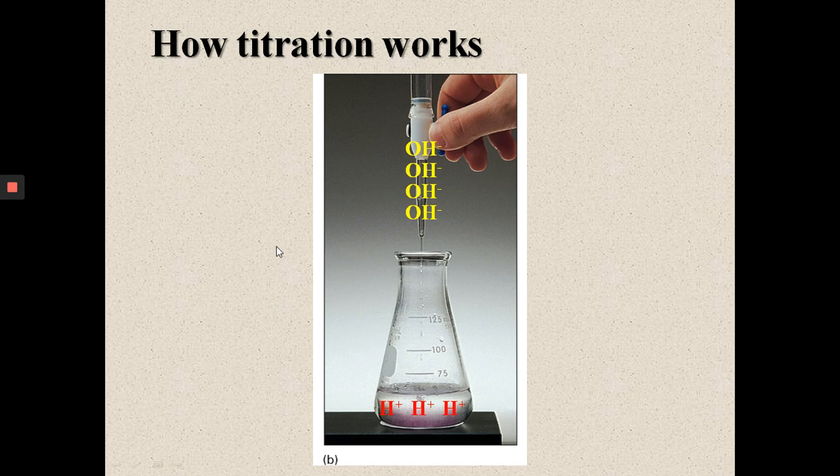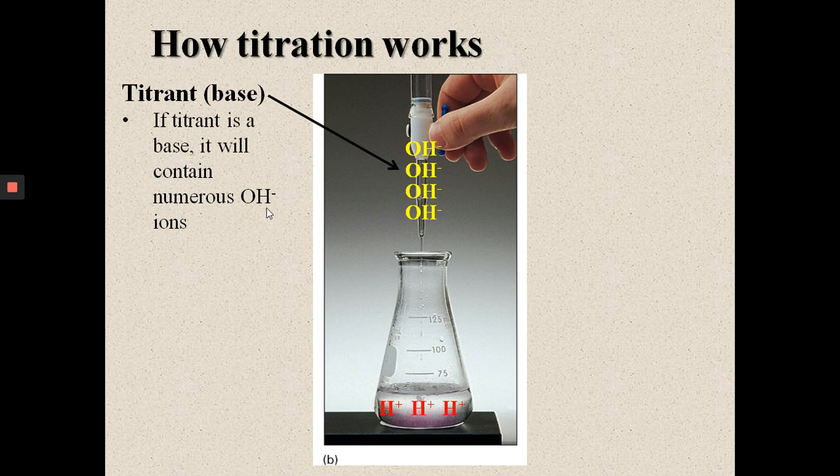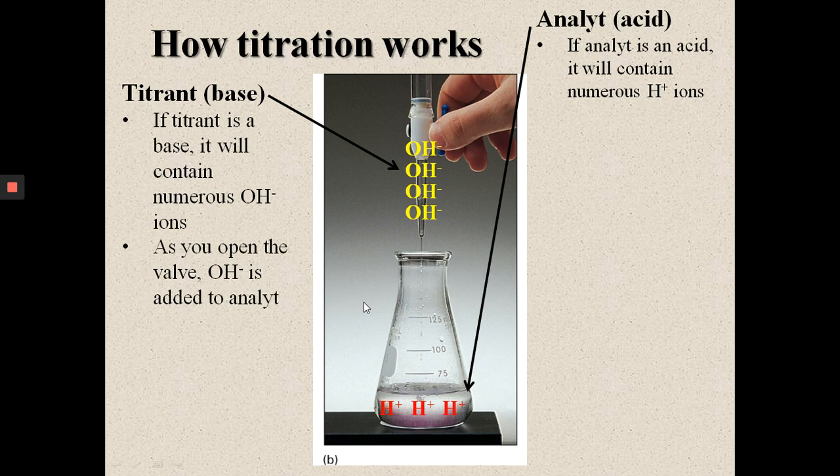All right, so let me explain to you a little bit more detail about this whole process. I'm going to use an example of a titration where the titrant is a base. The titrant, the base, contains hydroxide ions. And the analyte, we're going to make it opposite, acidic, and it will contain the hydrogen ions.